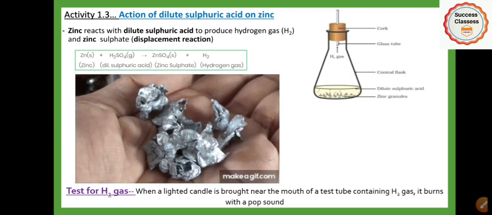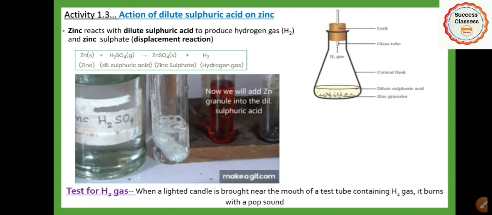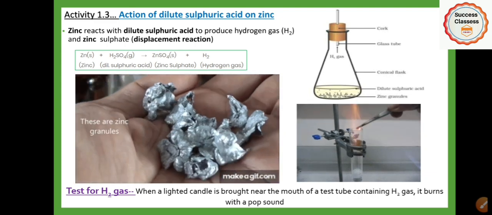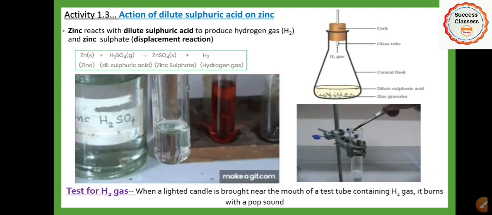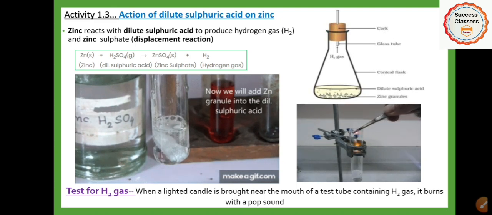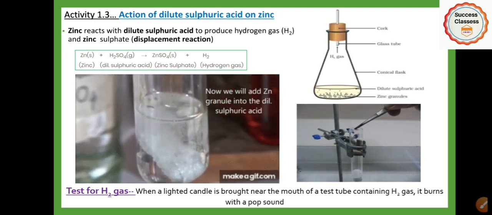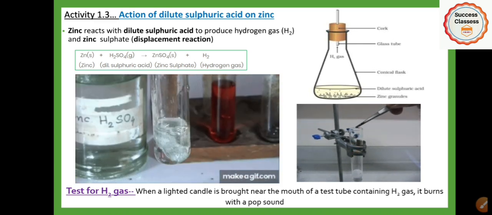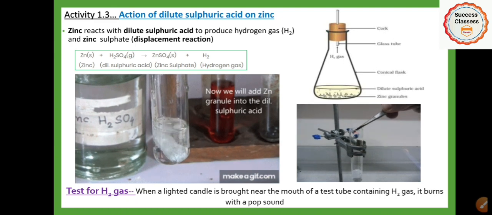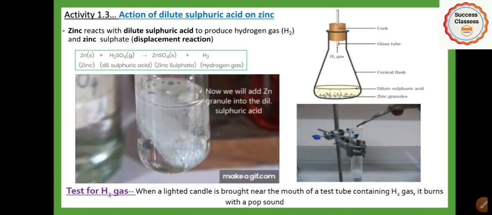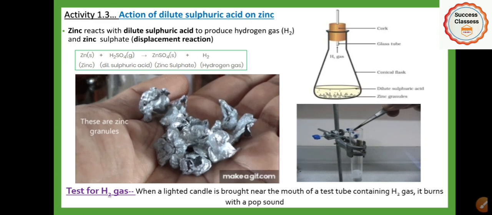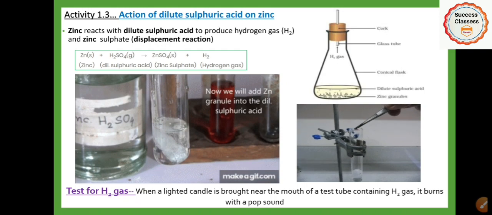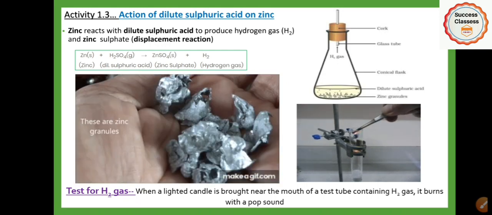But how can we say that the gas evolved is hydrogen gas? For this we have a test for hydrogen gas. When a lighted candle is brought near the mouth of the test tube containing hydrogen gas, it burns with a pop sound. Here you can see the test tube containing the solution in which hydrogen gas is evolved. When a lighted candle is brought near its mouth, it burns with a pop sound. I hope all three activities are clear to you.